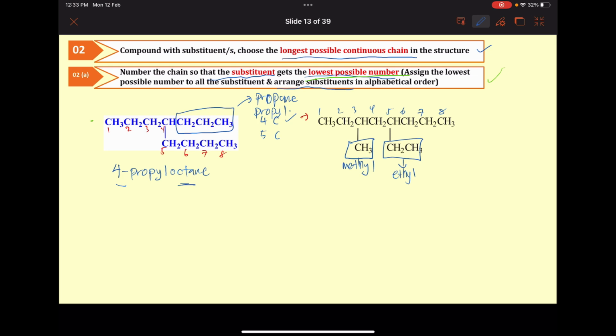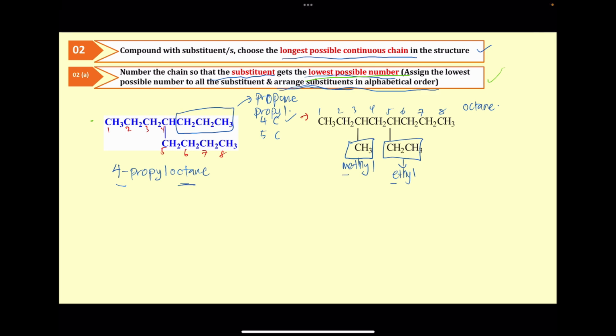So untuk parent name, 8 carbon is octane. So kita boleh namakan dia, and then you need to remember to arrange the substituents in alphabetical order. So between methyl and ethyl, kita start with the ethyl first. So 5-ethyl, 3-methyl, octane. Okay, so ini adalah nama for this compound. Bermaksud ethyl attach pada carbon yang kelima, methyl attach pada carbon yang ketiga, and then the parent name of this compound is octane.